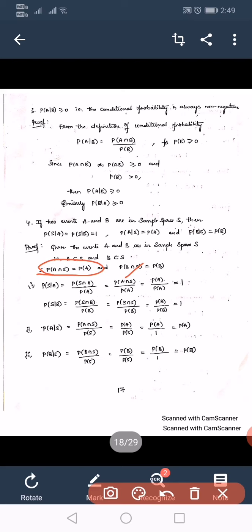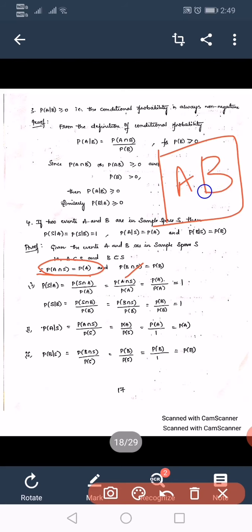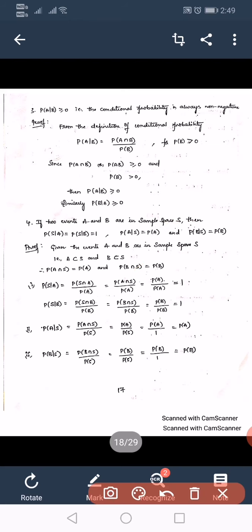How can we write this? Because in the sample space both events A and B are present. Here A is a subset of the sample space and B is also a subset of the sample space. So P of A intersection S equals P of A, and P of B intersection S equals P of B, because A and B are subsets of sample space S. Next we can write P of A intersection S equal to P of A.